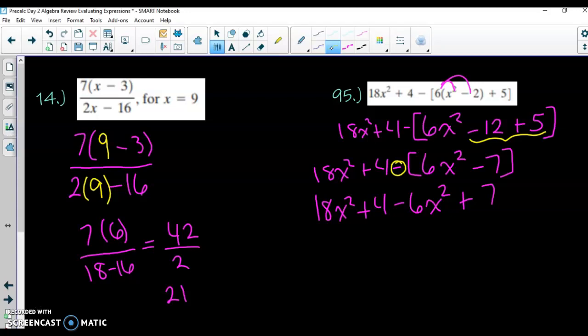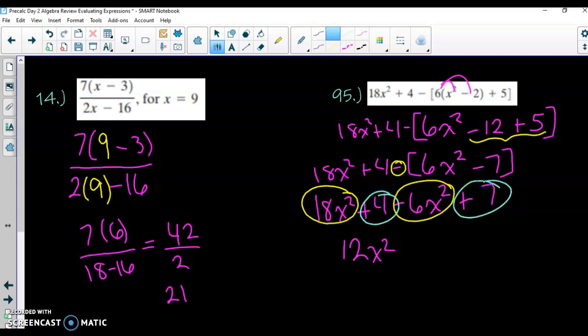Which are my like terms? The first set is 18x squared and the negative 6x squared. Your operation is always before the number. So that's why I said negative 6x squared. So 18x squared minus 6x squared, that is 12x squared. And now we combine 4 and 7. So 4 plus 7. What does that give us? That gives us a positive 11. So that is our final answer.